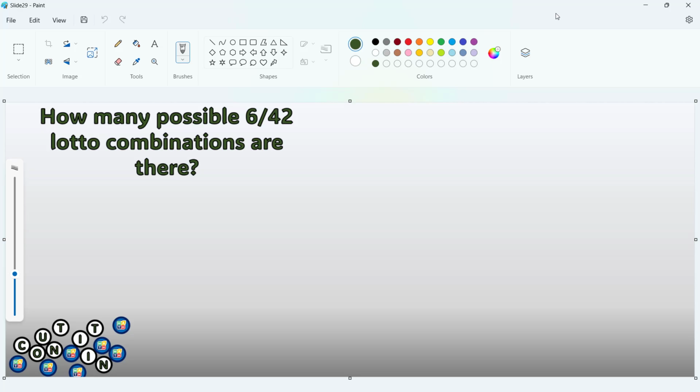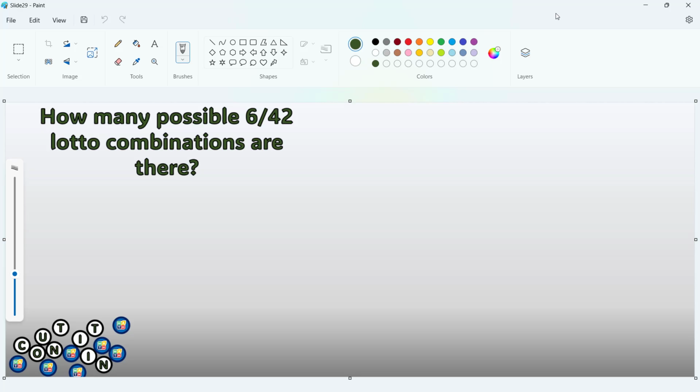So we have here 6/42. The arrangement doesn't matter, because if you started with 1, 2, 3, 4, 5, and 6, just as an example, and the result on the draw would be 6, 5, 4, 3, 2, 1, it's the same combination and you still win the said lotto draw. That would mean this is under combination.